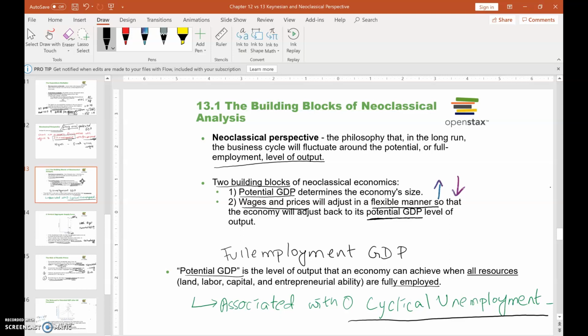The potential gross domestic product, there is a definition here. This is the level of output that an economy can produce using all its resources. This is also called full employment gross domestic product and is associated with zero cyclical unemployment, or we can also say natural rate of unemployment.